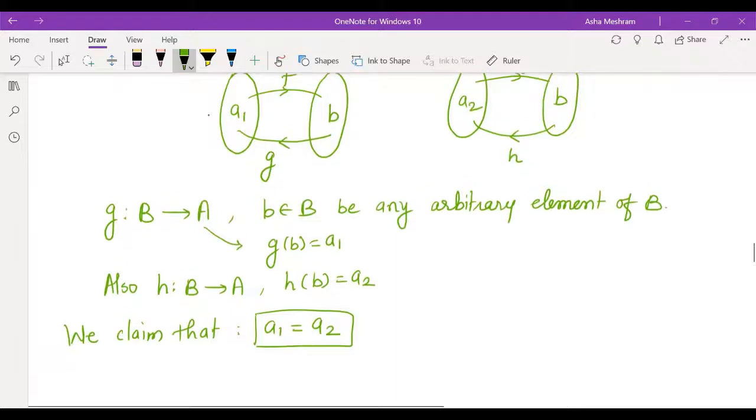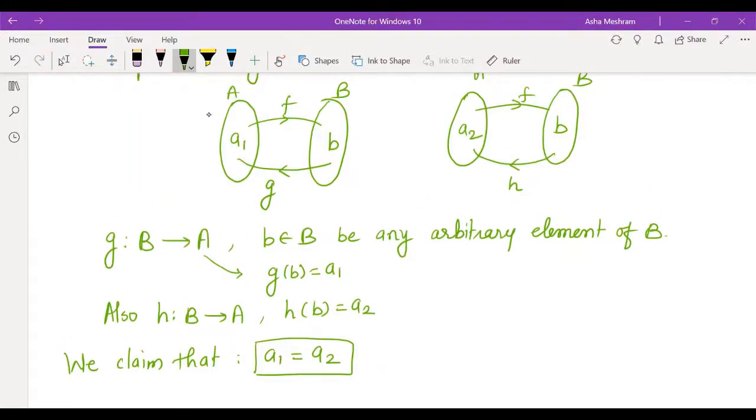Now this G is the inverse mapping of F. So we have got here G of b equal to a1. At the same time, F is a mapping from A to B. So we can write that F of a1 equals b. And at the same time, for mapping H also we can write that F of a2 equals b.